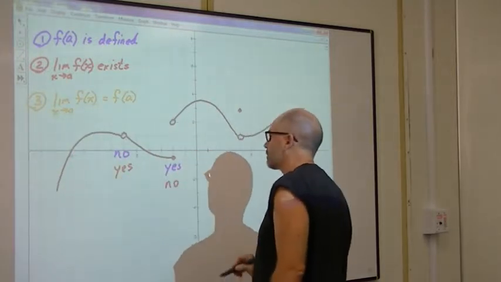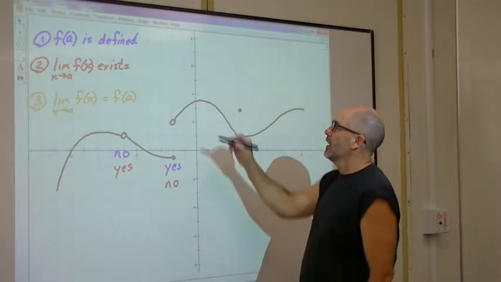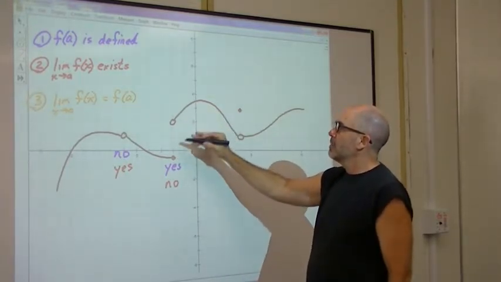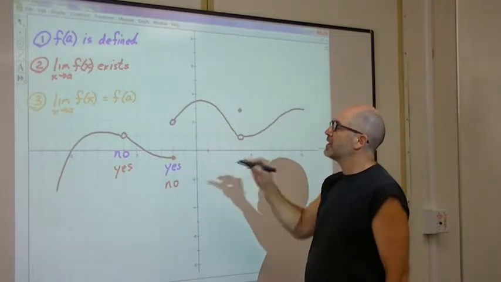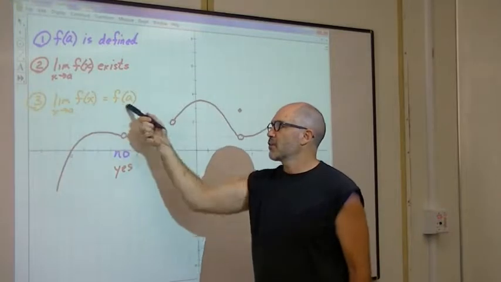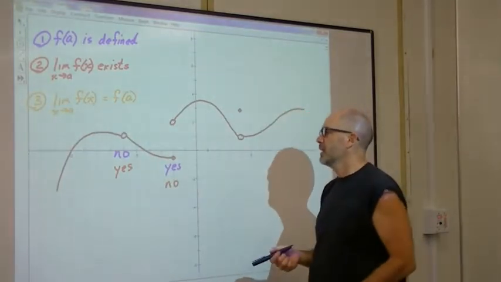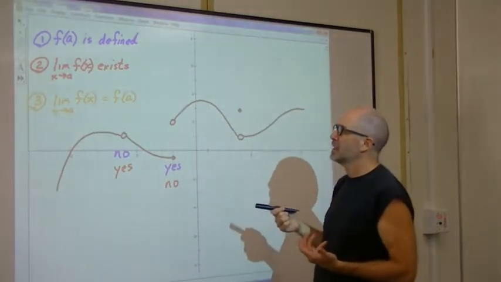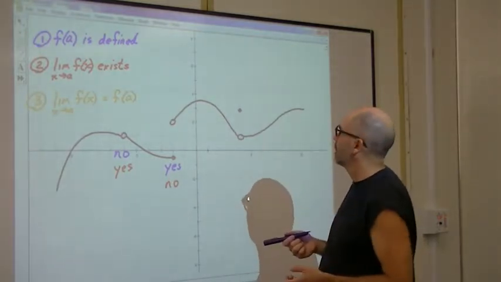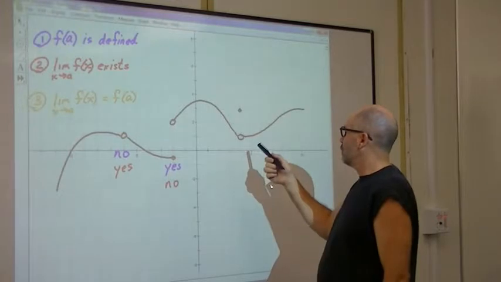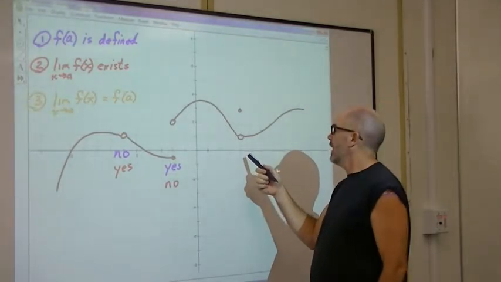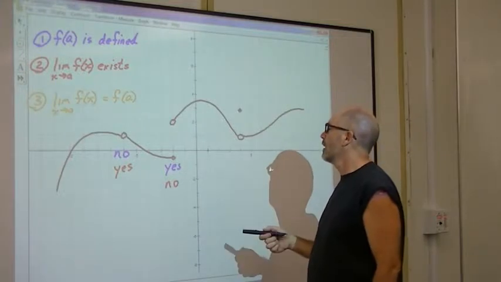There we are. Okay, so f of a is defined, but the limit as x approaches a of f of x does not exist. So clearly, number 3 is invalid, because if the limit doesn't exist, then it can't equal anything. All right, now on to the third discontinuity, and that is at x equals 4.